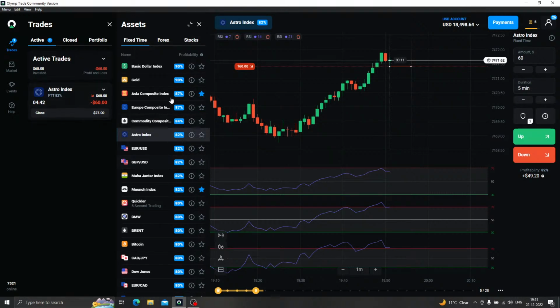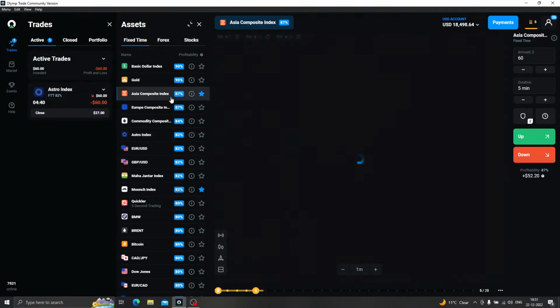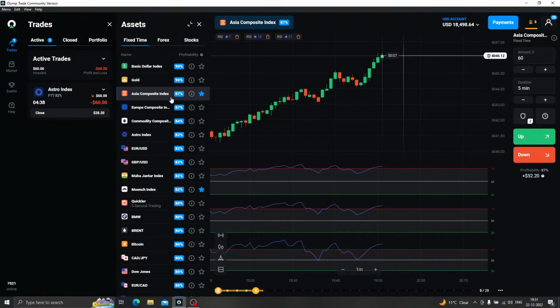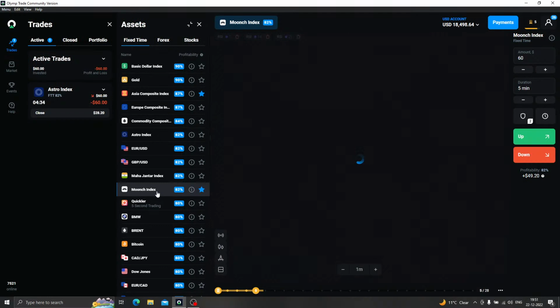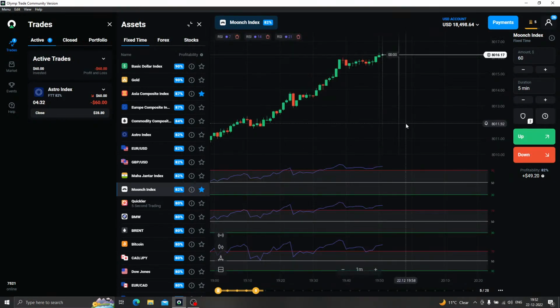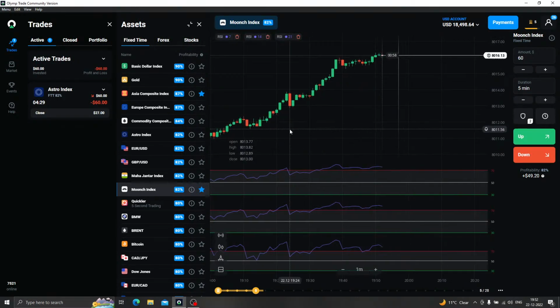So another entry in Astro Index. We have a potential entry in Asia Composite and the Mooch Index also. Let us wait for the RSI to return back into the channel, then we can enter into these two trades also.